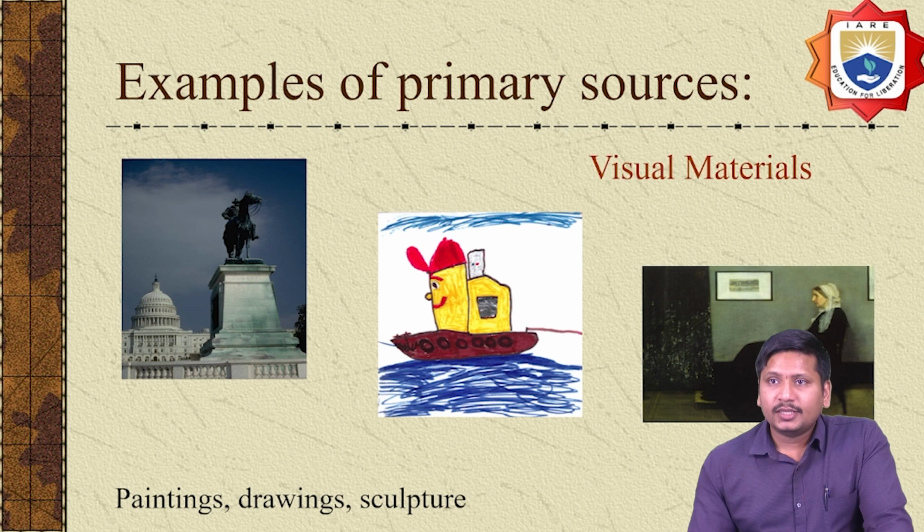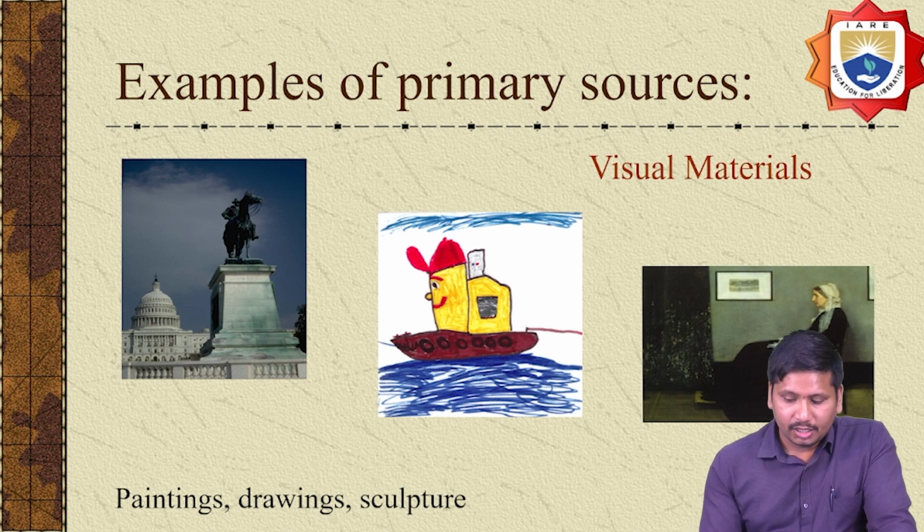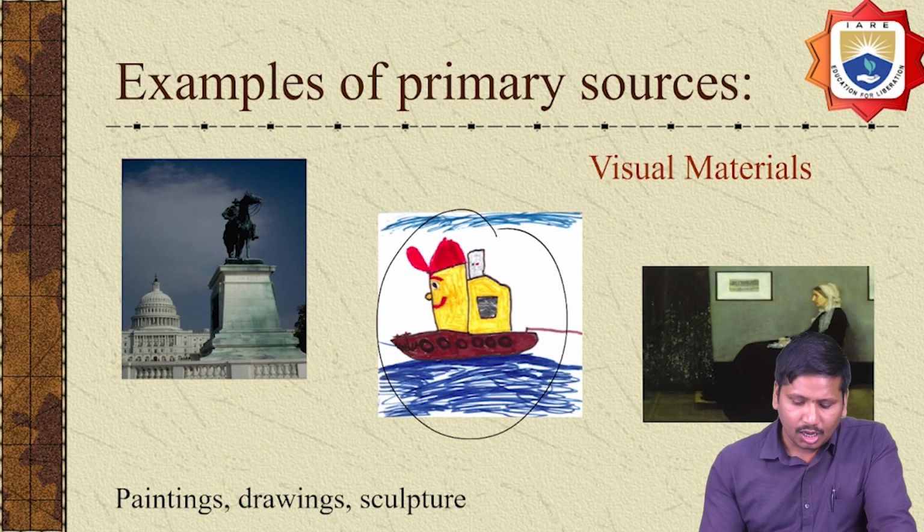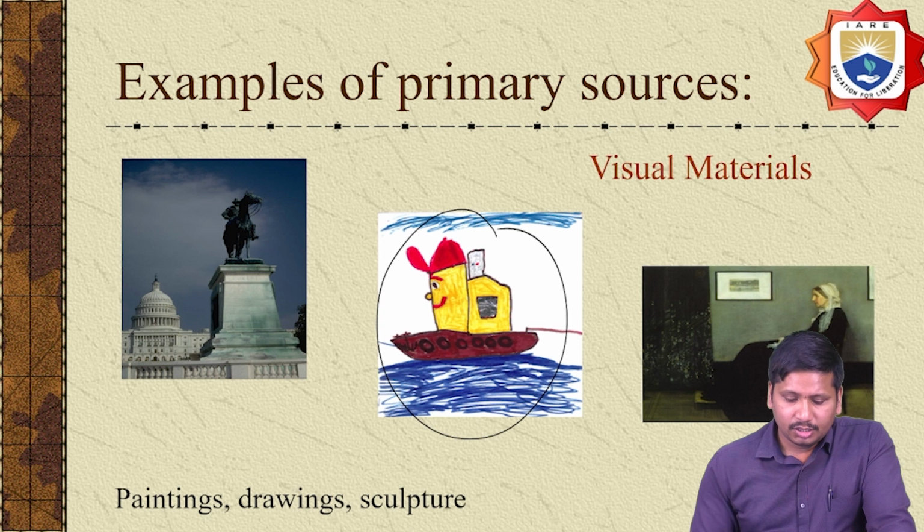The next one is visual materials. Visual materials are paintings, drawings, and sculpture. These are examples of primary sources. A painting drawn by a single kid or person should also be one of the examples, and then drawings, and then sculpture.